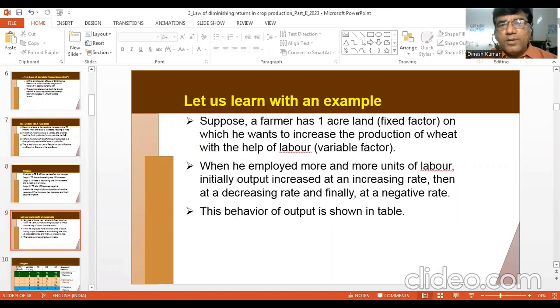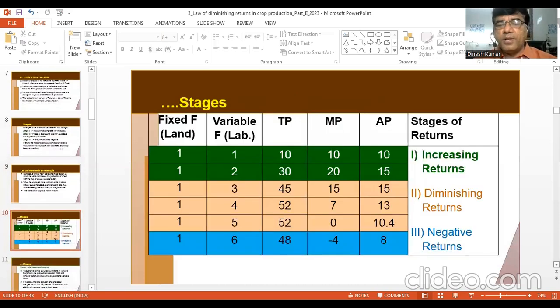Now, I'll give you one example, some data where you can understand it more clearly. Suppose a farmer has 1 acre of land, which is a fixed resource or fixed input or factor on which he wants to increase the production of wheat, or he wants to grow the wheat crop with labor as a variable factor. So when employed more and more units of labor, initially output increased at an increasing rate, then at a decreasing rate, and finally it becomes negative. So this behavior you can see in this table.